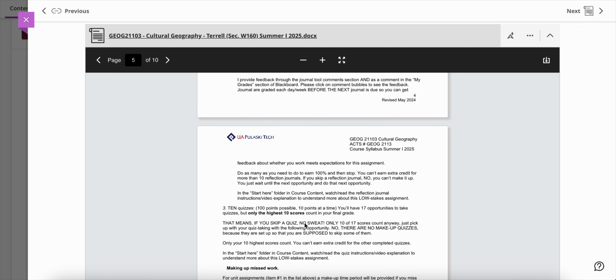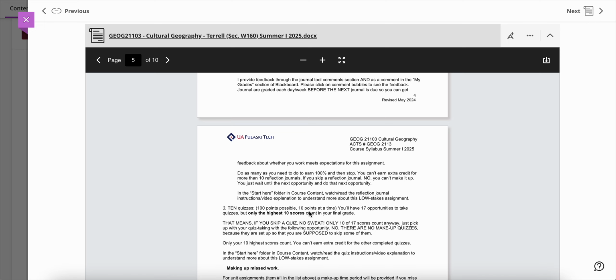The quizzes are the same thing as the reflection journals. You have an opportunity to do a quiz with every single lesson folder. Every single folder, you have an opportunity to do a quiz. And there are 17 quizzes, so there's 170 points of opportunities to take quizzes, but I'm only going to count 100 points. That means I'm only going to count 10 quizzes.